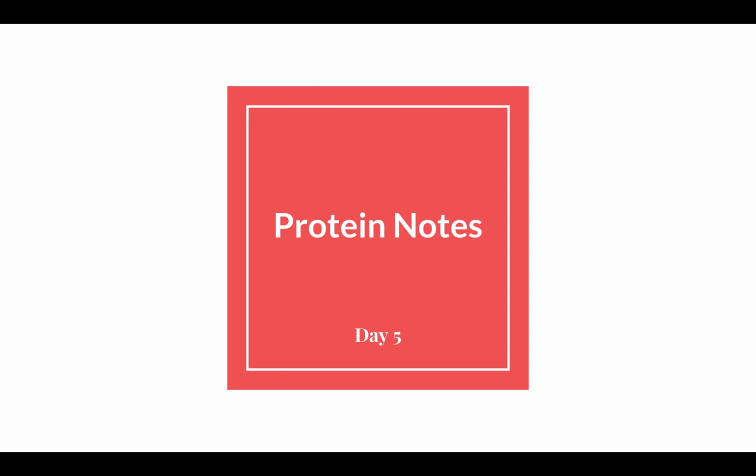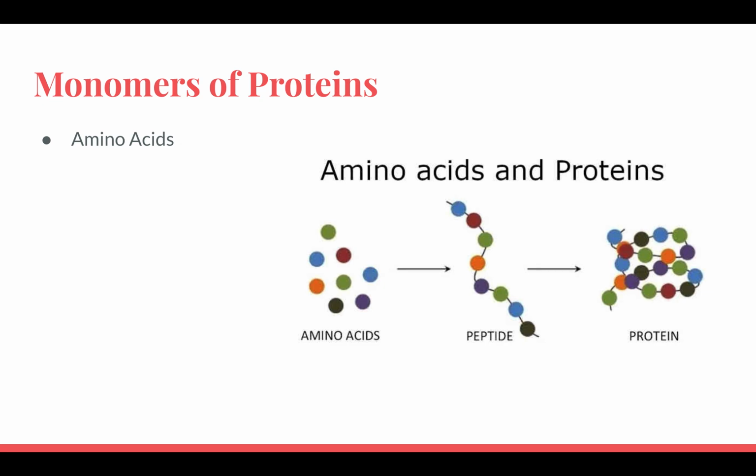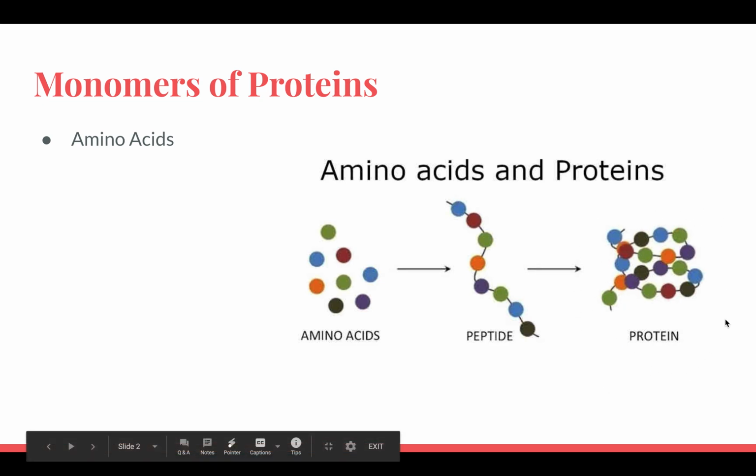So let's talk about proteins. Monomers of proteins are called amino acids. We're going to definitely talk about this a lot more second semester, specifically amino acids and protein chains. So what you have here are the monomers. All these little amino acids, when you string them together in a line, you get a peptide. And then when you put a bunch of peptides together, you get proteins.